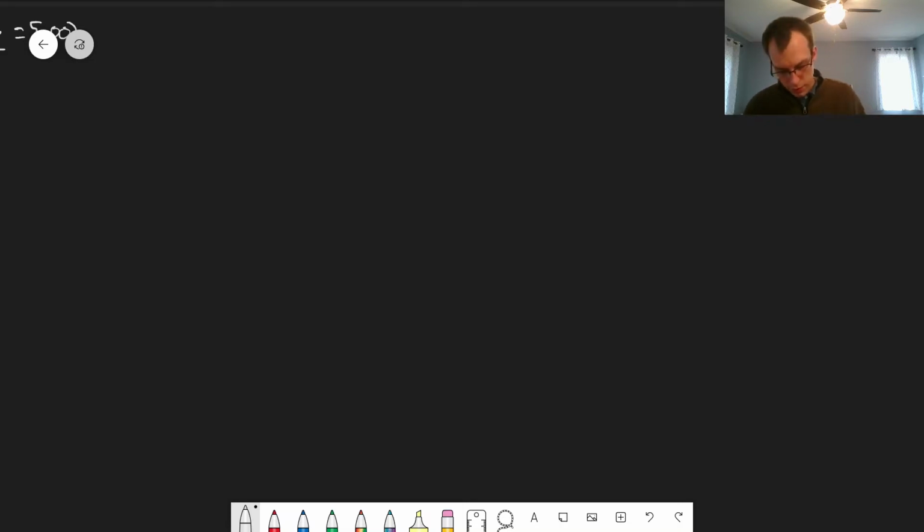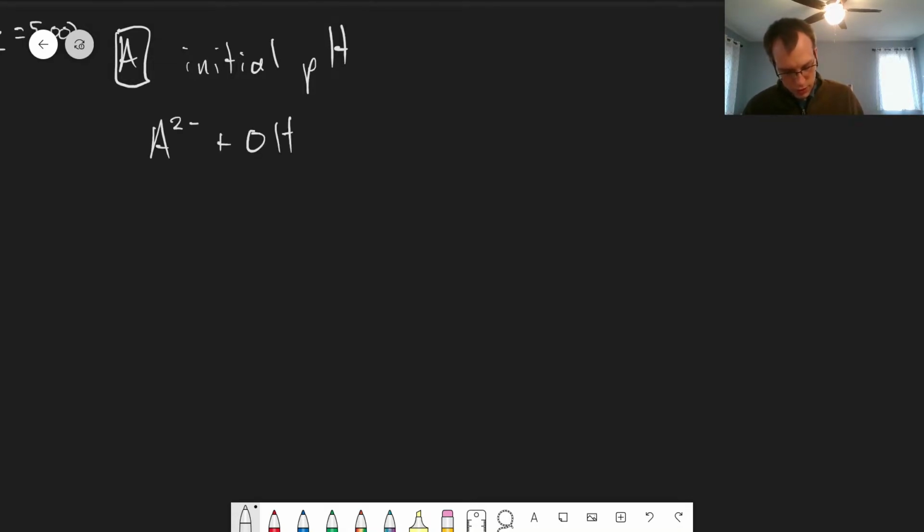Okay, so on the chart it was A. This is our initial pH, so this is going to be controlled. We'll have our A2 minus plus hydroxide. Sorry, that's the reaction happening with titration, but here no titrant has been added yet. We're just going to have this equilibrium happening.